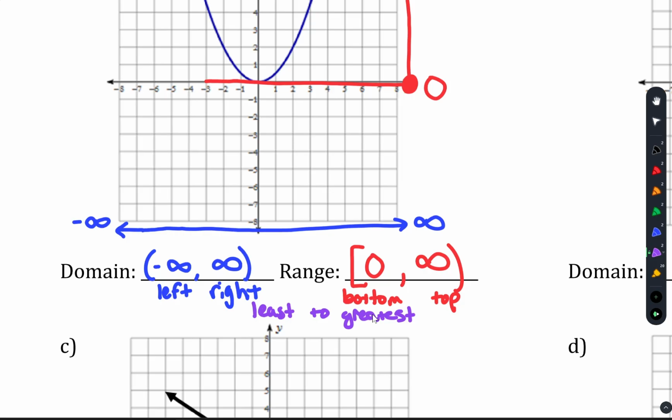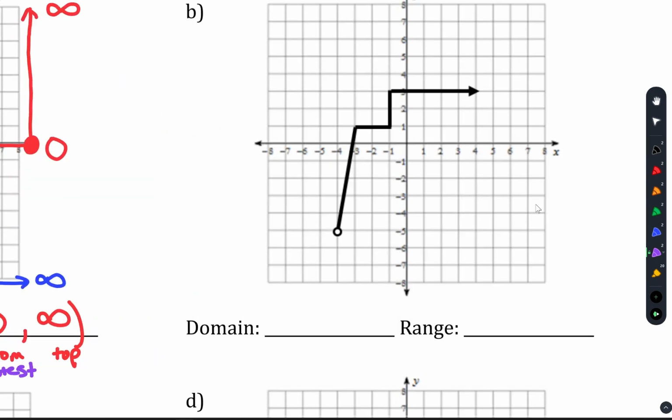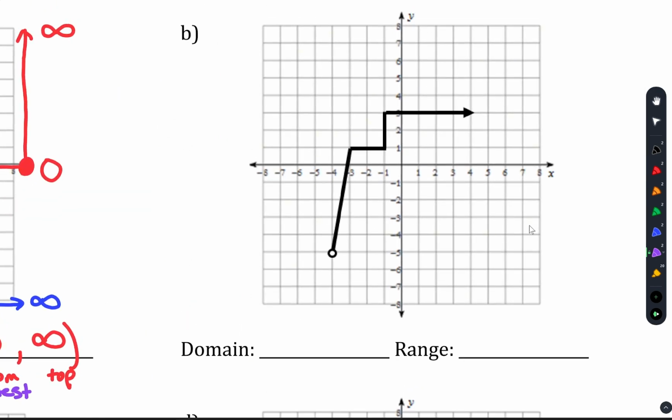Good? We're going to do some more examples. Okay, here's a wonky looking graph in letter B. I'm doing the same thing. I'm going to start drawing some walls, some restrictions. How far left can I go? How far right can I go? So starting with domain, the furthest point left that this graph touches is what?